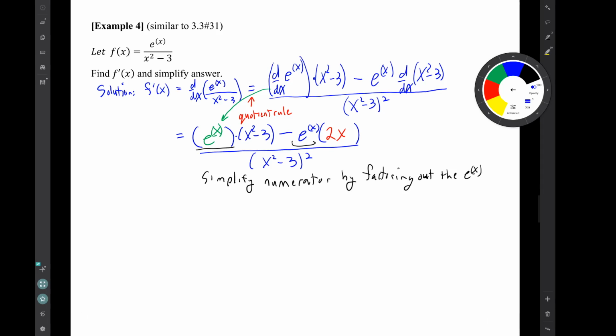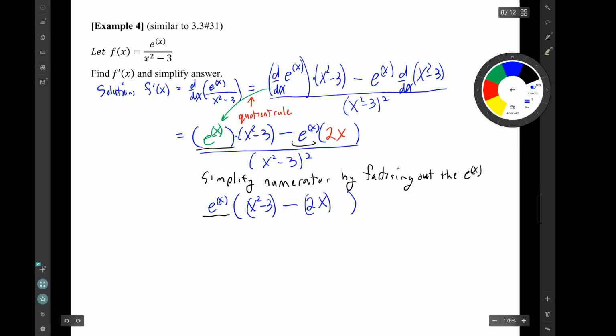The way that will look is the following. We'll make room on the left for that term. And then we put a pair of parentheses for all the stuff that was left behind. Well, the stuff that was left behind is this stuff, x squared minus 3 in parentheses, and this stuff, 2x in parentheses, with the minus sign out front.